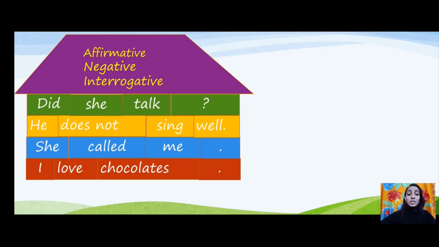Yes, so that's what our topic is. So today we are going to learn how to frame affirmative, negative and interrogative sentences in simple present and simple past. But before that, I guess we had already read about the helping verbs or the auxiliary verbs do, does and did and their usage in our previous class, right? Yes. Now let us have a quick recap of it.